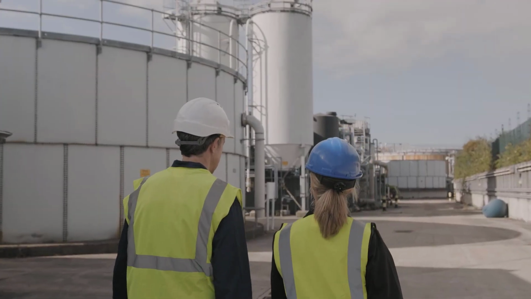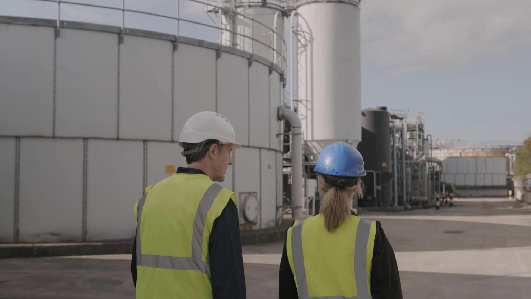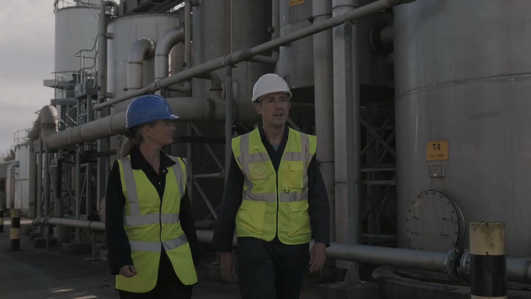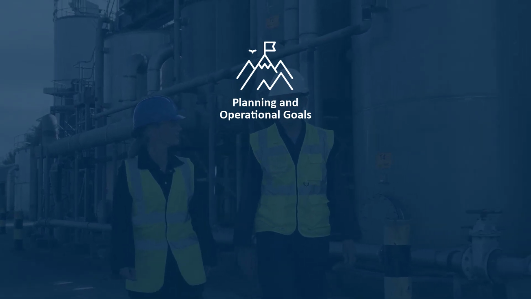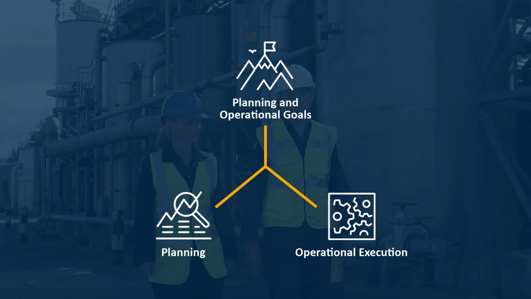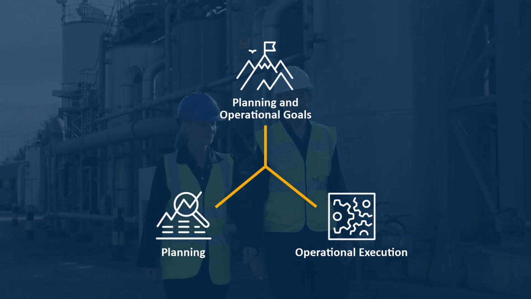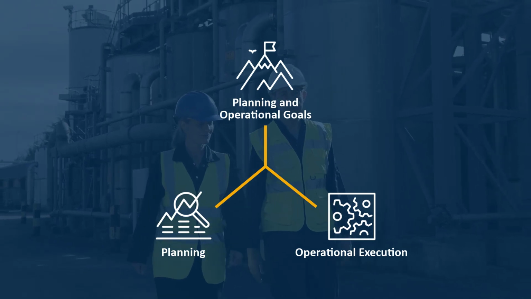Chemical manufacturers face daily supply and demand changes and must have the operational agility to adapt to these unexpected disruptions. Planning and operational goals are strongly influenced by the strength of alignment between planning and execution. Bridging the gap between planning and execution significantly enhances profitability, throughput, and cost efficiency.